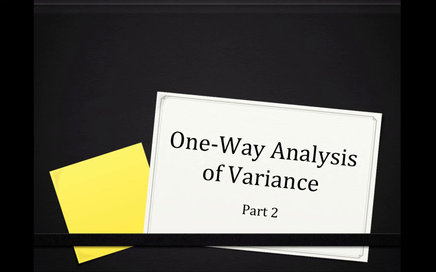This is the second video lecture for our one-way analysis of variance lesson. In the last video, you learned why one-way ANOVA is preferred over multiple independent t-tests, and you learned some basic concepts related to one-way ANOVAs, such as the F distribution and the hypotheses that are used. You were also introduced to the ANOVA source table and pairwise comparisons.